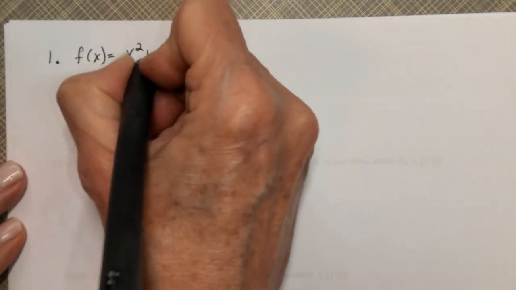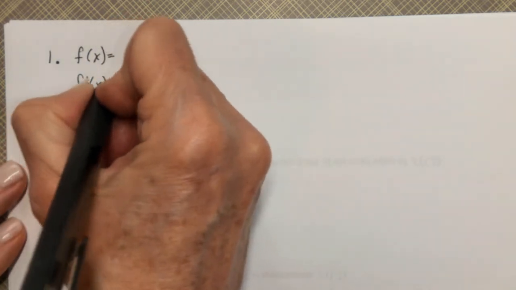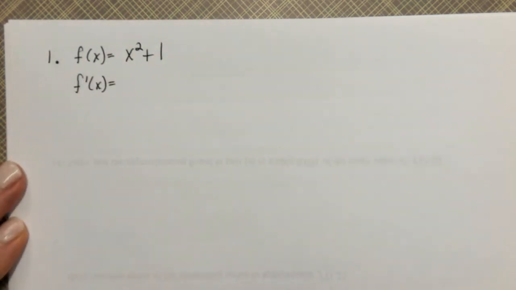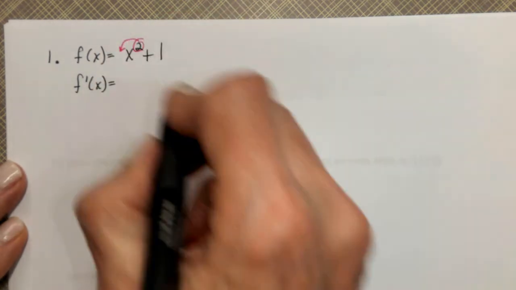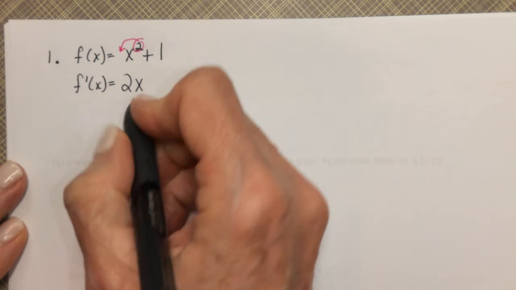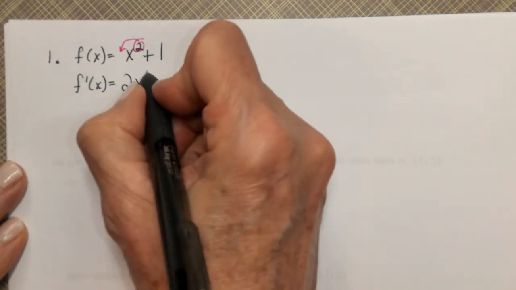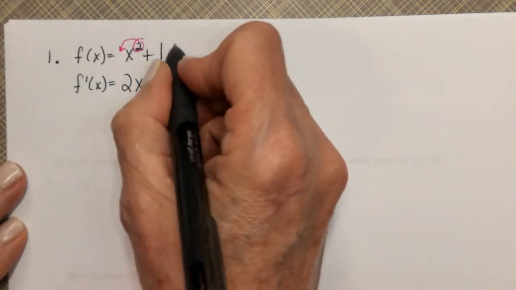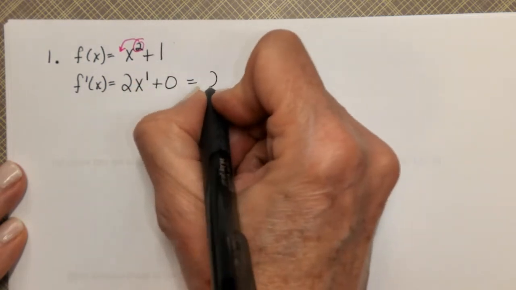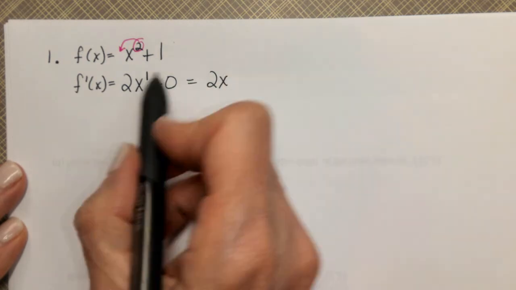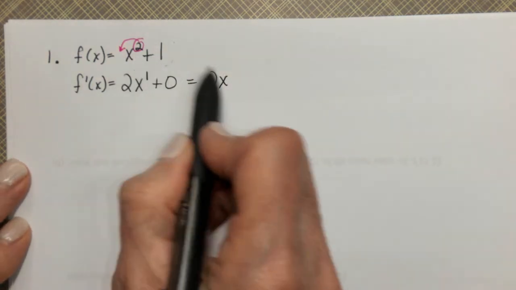Example 1. Let's say that f of x is x squared plus 1, and we want to find the derivative. Okay? Take your power, multiply by any lead coefficient, keep your x, reduce your power by 1. The derivative of any constant is 0. Clean it up, 2x. That's it. The derivative of x squared plus 1 is 2x.